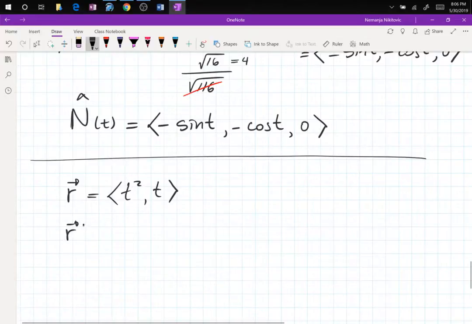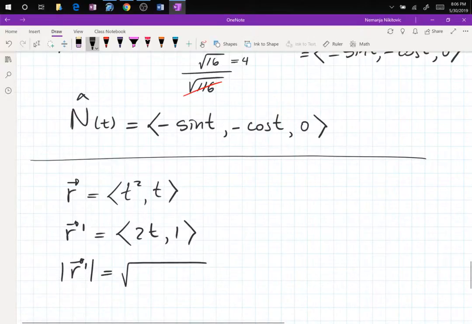So now our R prime is 2t and 1. Simple. And now let's open the gates of hell. The magnitude of R prime is the square root of 4t squared plus 1. And you can't simplify that. You get to drag this through the entire problem. So this is why this problem is absolutely disgusting.